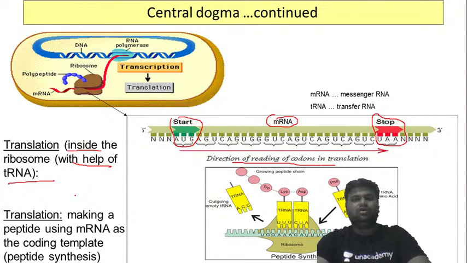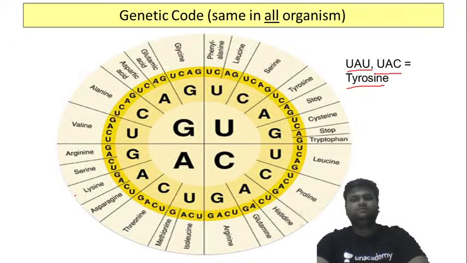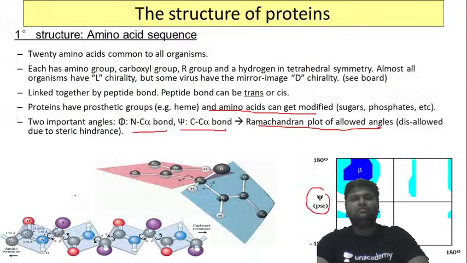This is the central dogma that was continued again. Over here, translation was shown. We also depicted the start codon and the stop codon in this case. This is genetic code, which is same in all the organisms.